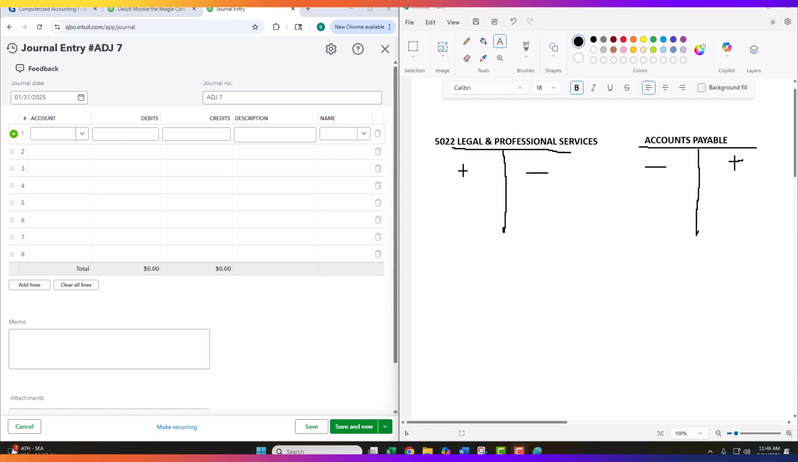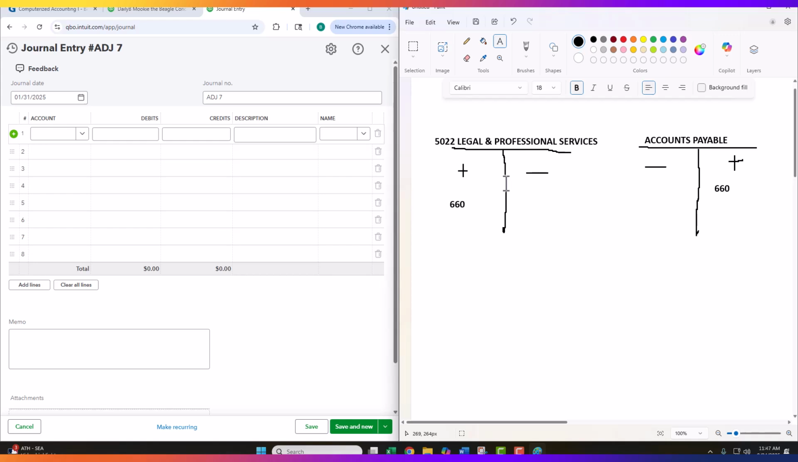So if you visualize the T accounts here, it's telling us the value of the services was $660, so that needs to be added to the 5022 legal and professional services expense account. That's an expense account, so it increases on the debit side. And then the business has not paid this amount out yet, so it's incurred a liability, so we need to add to our liability. We do that on the credit side using accounts payable for that.